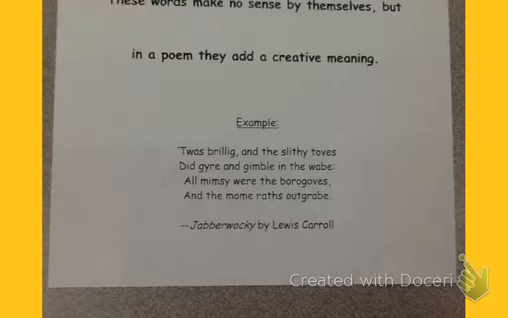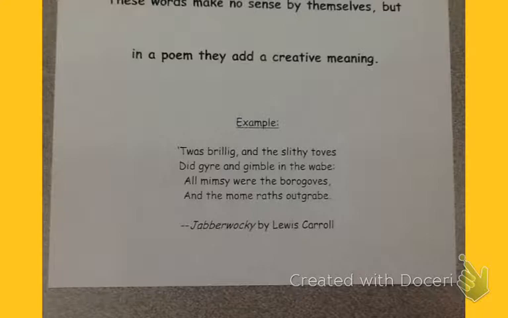Here's the first stanza from this poem. I'll read it out loud and see if you can pick out any of the nonsense words. 'Twas brillig and the slithy toves did gyre and gimble in the wave. All mimsy were the borogoves and the momrass outgrabe. Wow. Thankfully I know how to read English, otherwise I wouldn't even be able to pronounce some of these words.